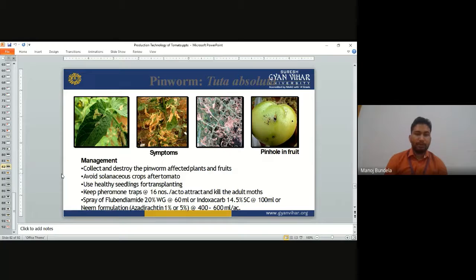We can spray emamectin benzoate, or you can prepare the new formulation as directed. You can spray it to control the pinworm. The major management practice is to collect the plants and destroy them.